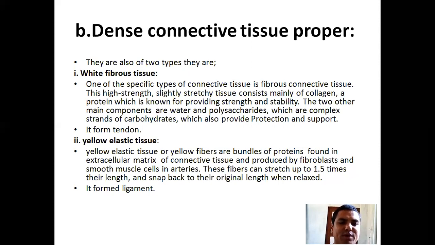It also helps to form the tendon of our body. Elastic tissue is tissue which consists of bundles of elastin fiber. This fiber can stretch up to 1.5 times its length and snap back to its original length when relaxed. Elastic tissue forms the ligament in our body.